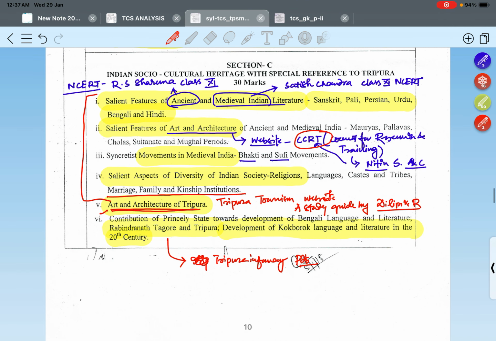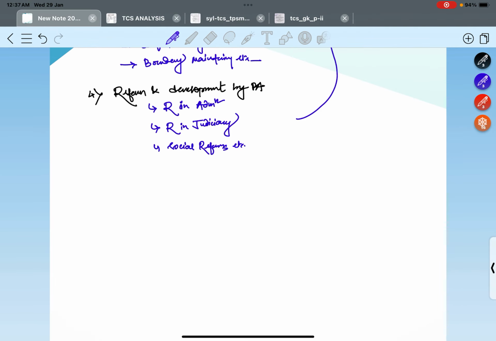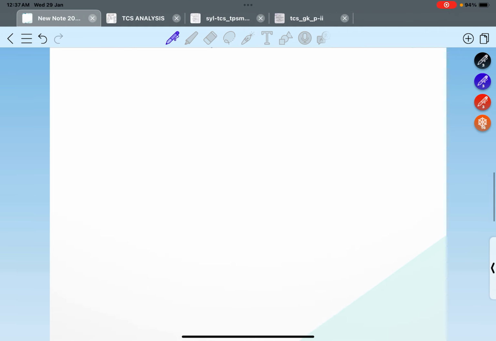Now I'll take an example of a particular topic. In that particular topic I will tell you how much to cover. So let me take a topic from art and culture, that is let me take the Mauryas. Okay, so in the Maurya art and architecture, how much to cover I will tell you.